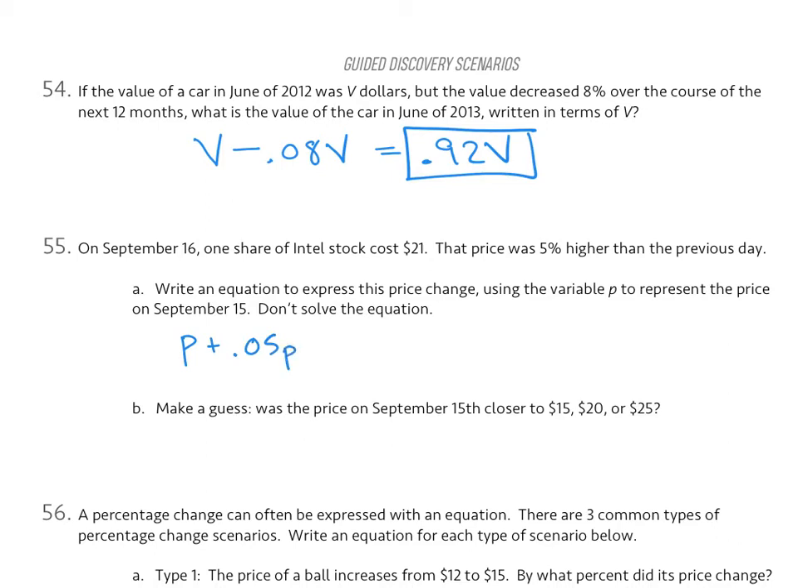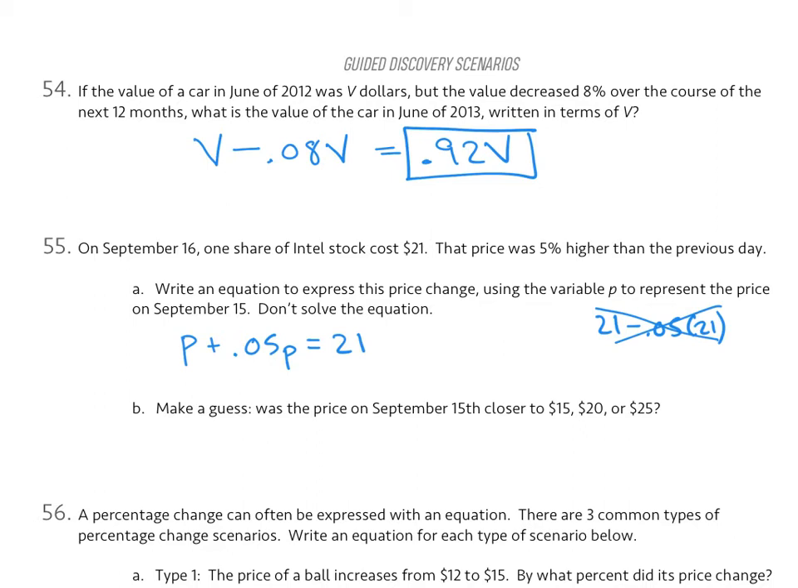After it goes up by 5%, it is equal to $21. As we saw in an earlier scenario, it might be tempting for you to say, well, let me go down from 21 to 21 minus 0.05 times 21, but that will not lead to the same result because it's not the $21 that's changing by 5%. It's the previous day's price that went up by 5%. So that's kind of a challenging type of equation, and I'm trying to get you to become more comfortable with that.